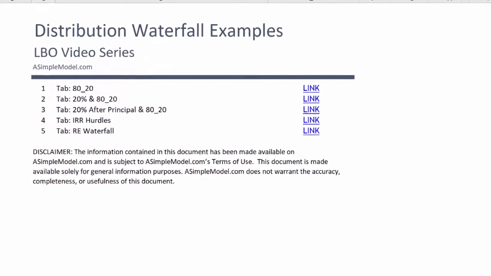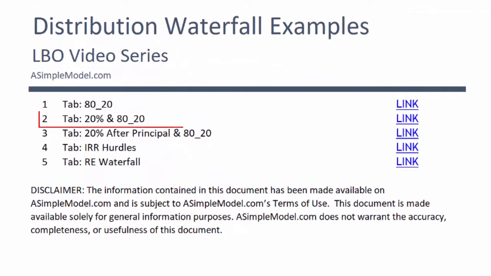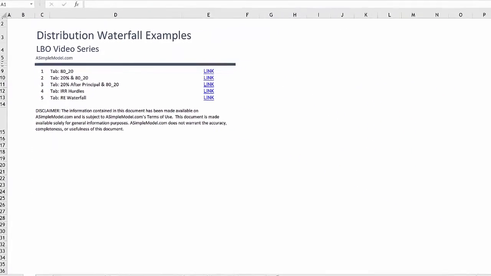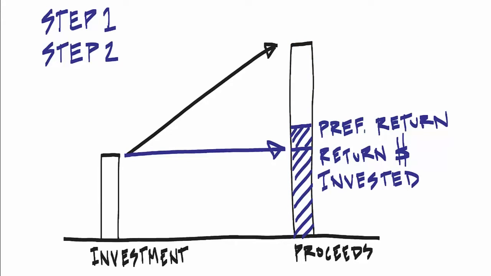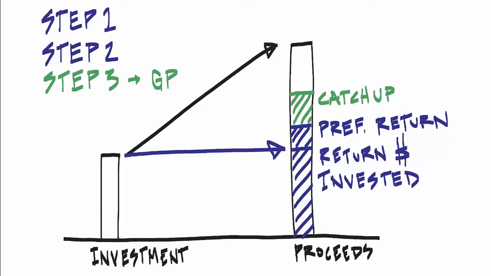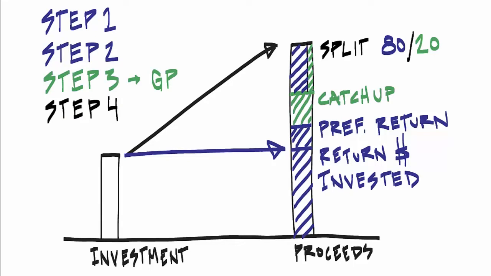All right, so now in this video, we'll be moving from the first example to the second example and introducing the catch-up in an Excel template. As a quick reminder, on the first template, the waterfall worked through these steps: return of principal, the preferred return, and then an 80-20 split. And on the next template, we will be introducing the catch-up, and then again calculating the 80-20 split.